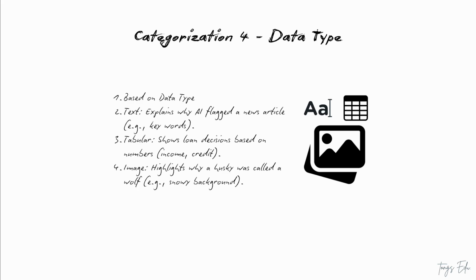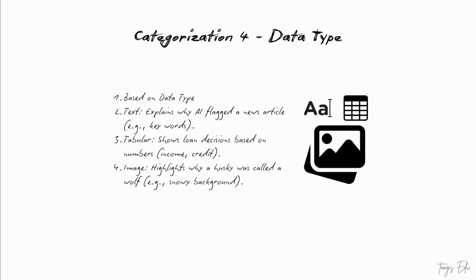And for image data, like photos, XAI might highlight why an AI thought a husky was a wolf, perhaps because of the snowy background tricking it. Each data type needs its own XAI approach to make sense of the AI's reasoning.